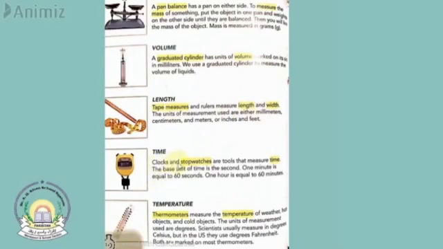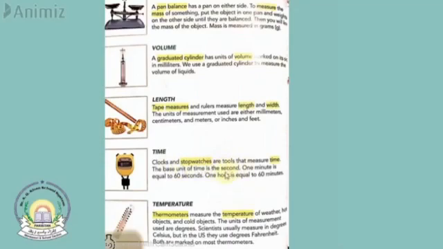Then time. Time is very common. Clocks and stopwatches are tools that measure time. So clocks can measure time, watches can measure time. The base unit of time is the second. So 1 minute is equal to 60 seconds. Base means that we measure everything with the second, the smallest unit of time.